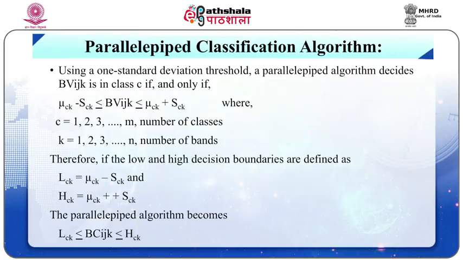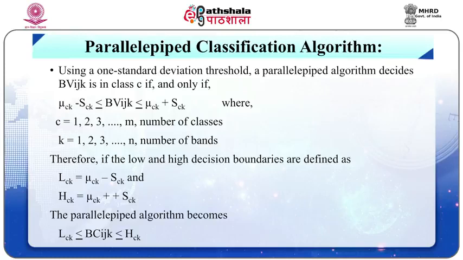Using a one standard deviation threshold, a parallelepiped algorithm decides that brightness value BVijk is in class c if and only if mu ck minus sck is less than or equal to the brightness value of the ith row, jth column in the kth band, which is less than or equal to mu ck plus sck, where c equals 1, 2, 3, up to m number of classes, and k is the number of the band.